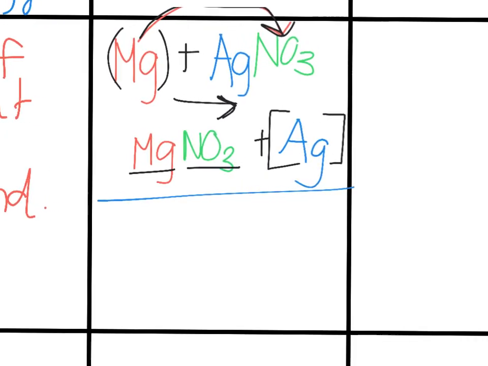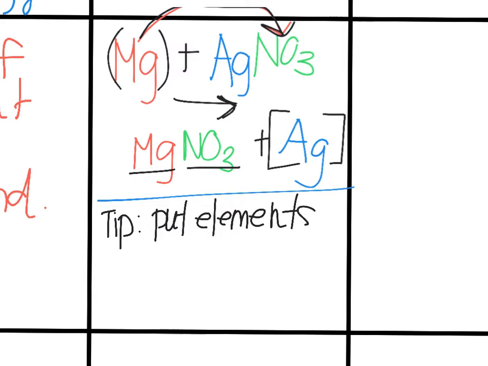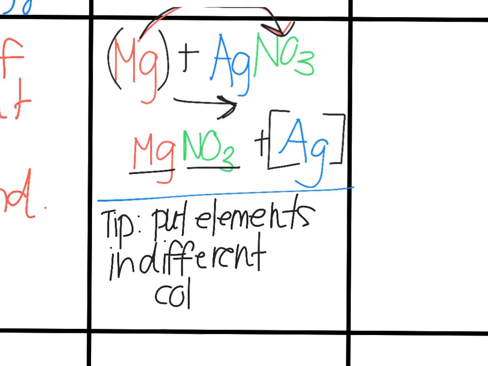So it might be helpful, tip, put elements in different colors. And it'll help you see if it's a single displacement or not.